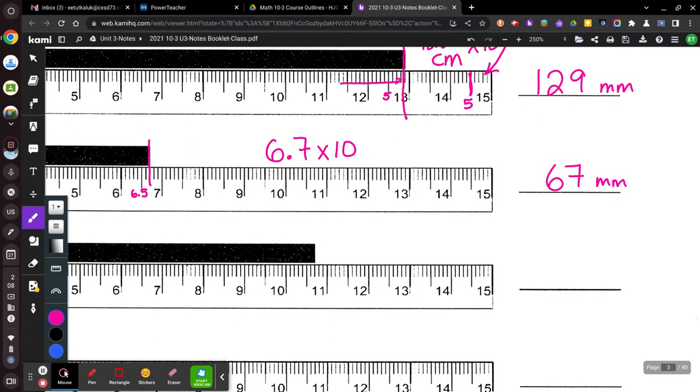Same as the next one. Same thing. It's a centimeter ruler. So I find out the number's just past 10.5. And again, it's 2 notches past 10.5. So that would be 10.7 times that sucker by 10. And that's going to give us 107 millimeters.